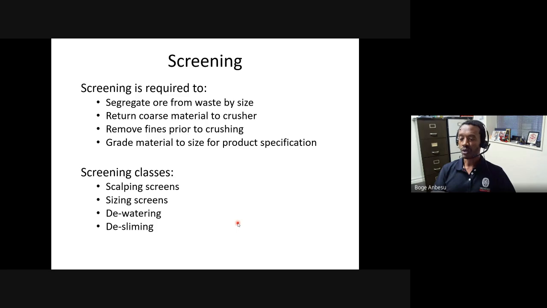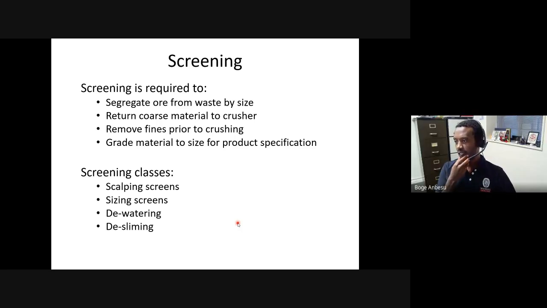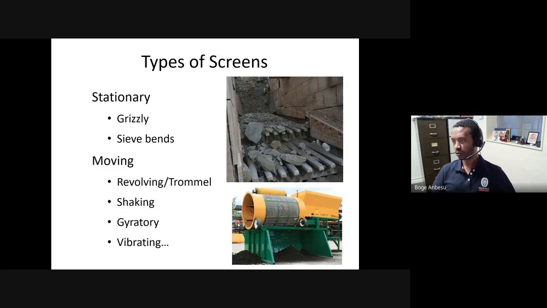You want to remove fines before you crush. And sometimes when you do grinding, we want to separate coarse from fine and operate, for example, a grinding circuit in closed circuit with a screen and things like that. And there are different types of screens. I think you probably have seen some of these already, so I'm not going to dwell too much on this.